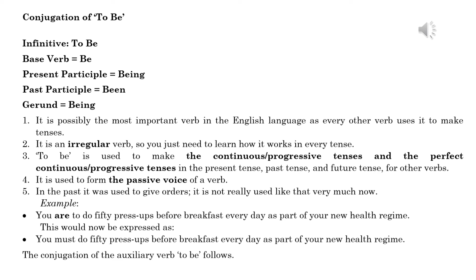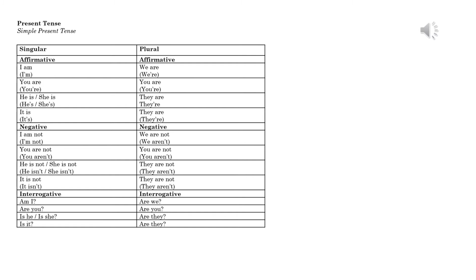The conjugation of the auxiliary verb to be follows. Present tense. Simple present tense. Affirmative. I am, I'm. You are, you're. He is, she is. He's, she's. It is, it's. We are, we're. You are, you're. They are, they're.